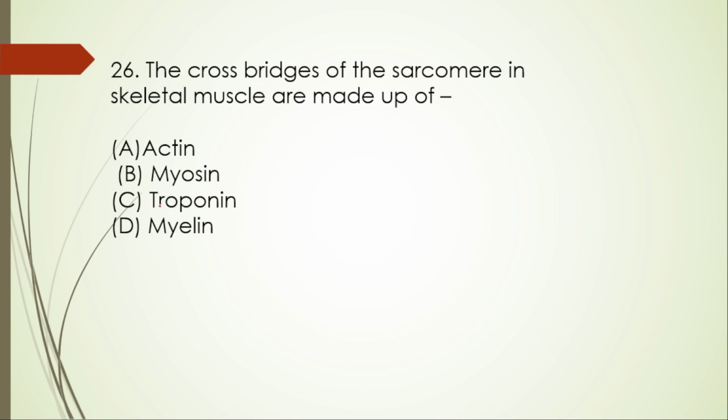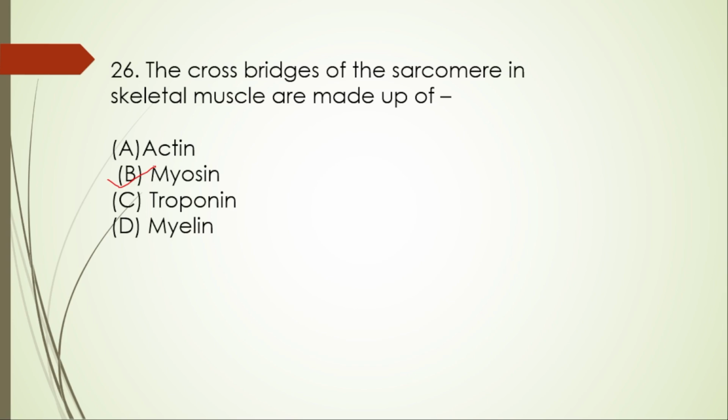Next one, that is the 26th question. The cross bridges of the sarcomere in skeletal muscle are made up of A. actin, B. myosin, C. troponin, and then D. myelin. So here the right option is option B, myosin.